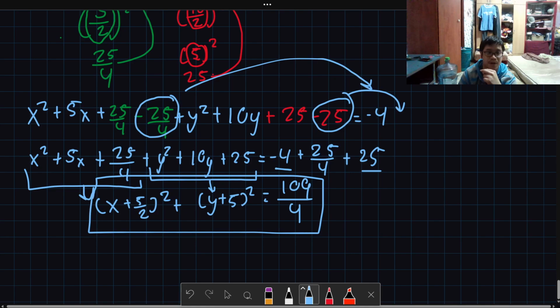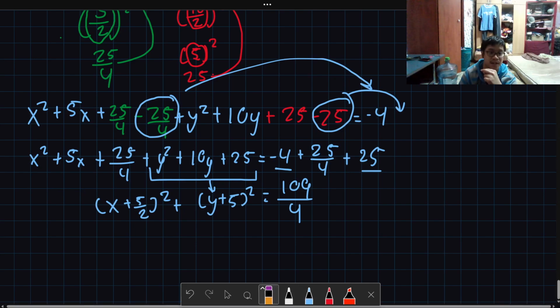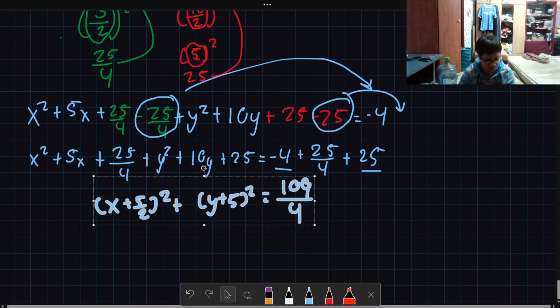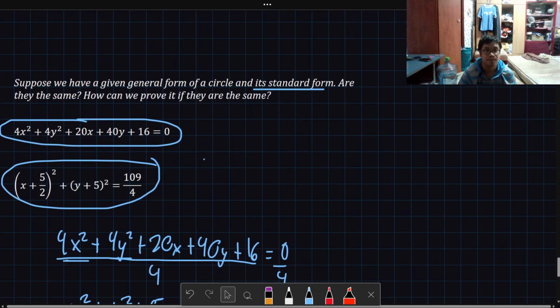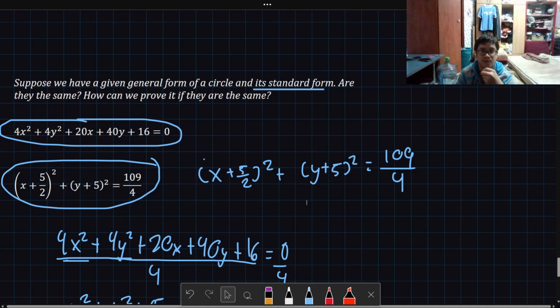Now let's compare our final answer to the given standard form, and let's take a look if they are in fact the same. Let me just copy this one. Copy, paste. Now, if you're going to observe, they are in fact the same.